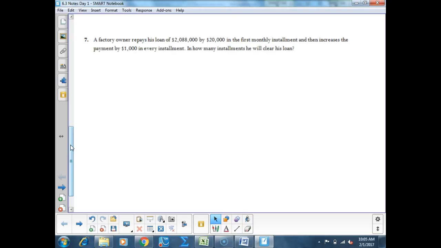Okay, and we set up a repayment plan where you paid me $1 the next day, $2 the day after that, $3, and so on the next day. So kind of like what's going on here in number 7, where the factory owner borrows a sum of money, then the first month pays it back, then the next month pays it back with a little bit more, next month pays it back with a little bit more, and so on and so forth.